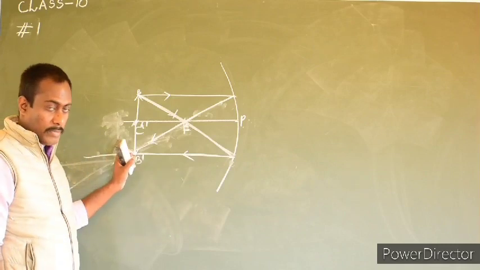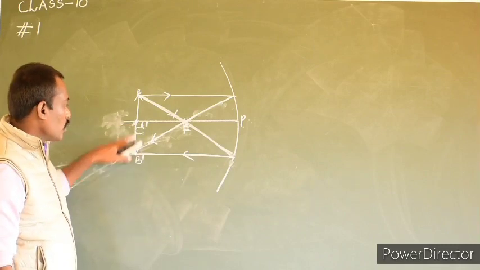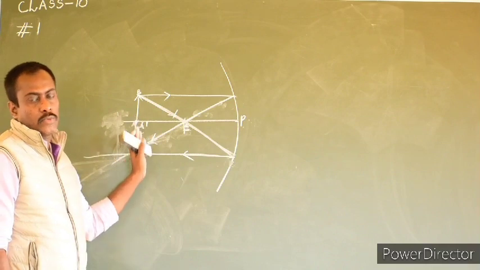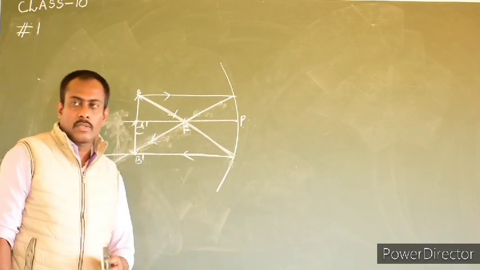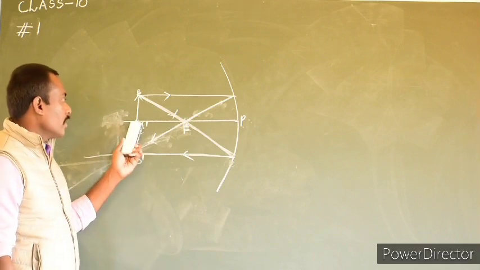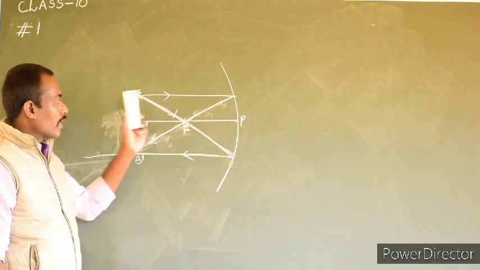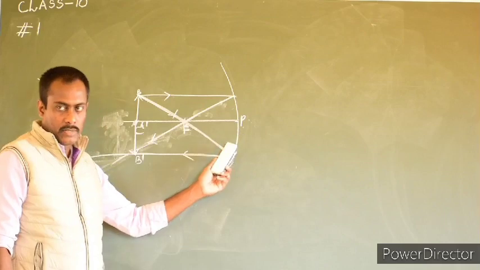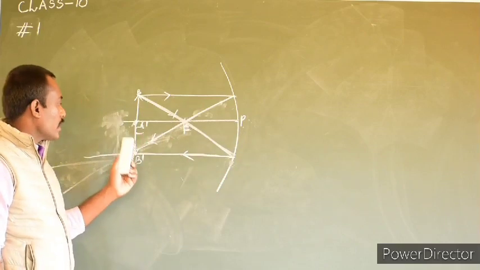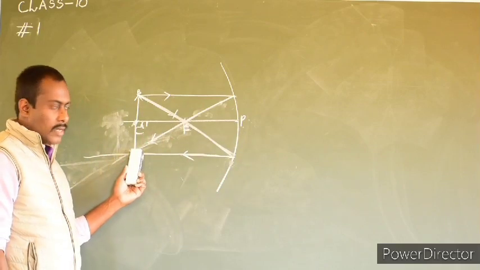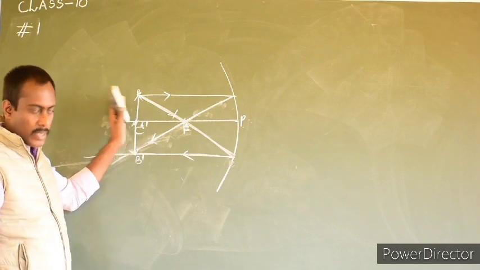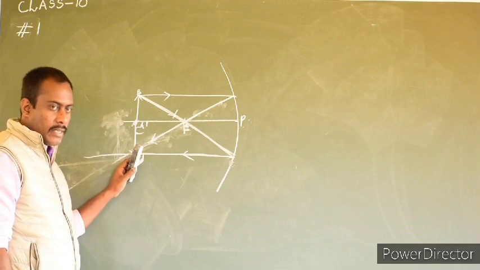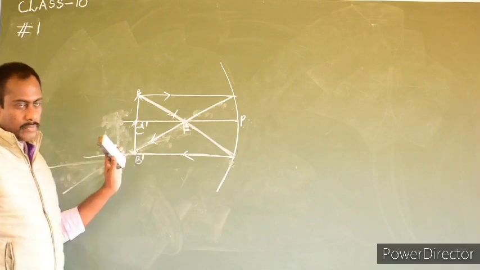And what about the size of the image? The size of the image will be the same as that of the object. So we can conclude that when the object is kept at C, then the image formed by a concave mirror is at C itself, and the size of the image is the same as that of the object, and it is an inverted and real image.